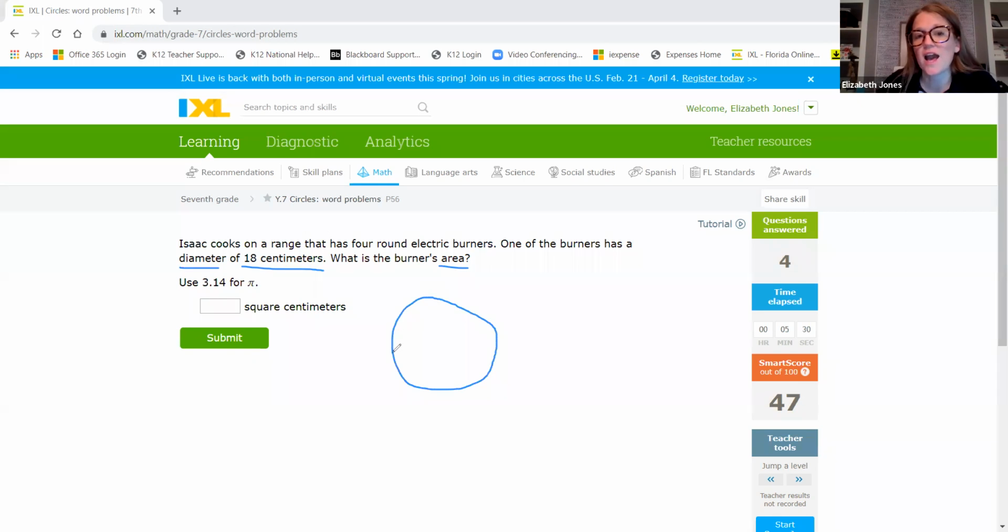Remember, diameter is not half. Diameter is the whole way. Radius is half. So it's telling you that this is 18, and it wants to know the burner's area. And I'm so excited about this because this is what I was mentioning in the problem before when we were solving for area. So remember, area is equal to pi times radius squared. We only have diameter, so we have to solve for radius first. And remember, radius is whenever we divide the diameter by 2. So we're going to divide 18 by 2. This is going to give us the radius, which is 9.